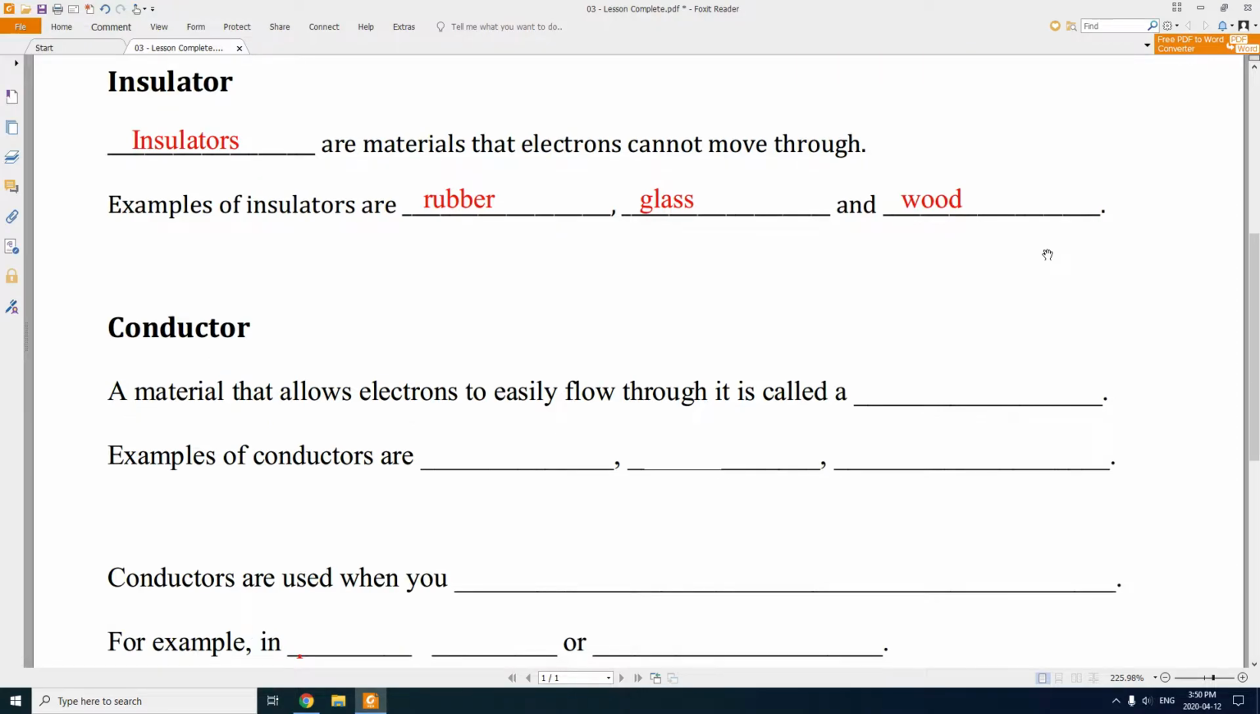All right, the next category are called conductors. This is a material that allows electrons to easily flow through it. That's what we call a conductor. Examples of conductors are copper, gold, seawater, so salt water. If you put electrons on these things, they can easily move through them. And if you have something like a battery that's pushing the electrons, they can flow right through these materials. If you took a ball of copper and tried to build up a static charge on it, it would just spread out all around it.